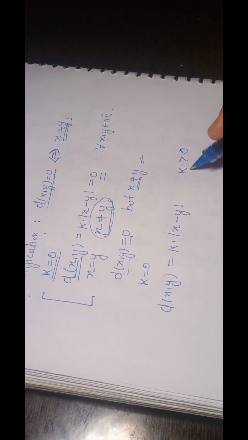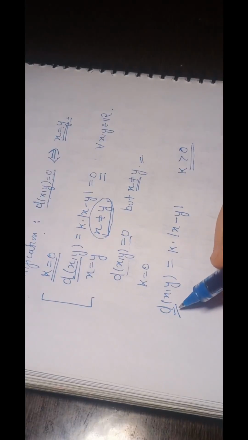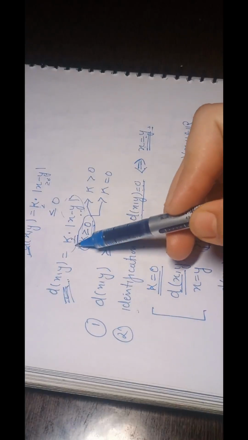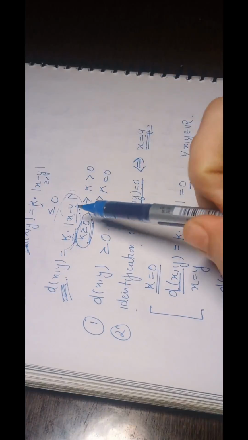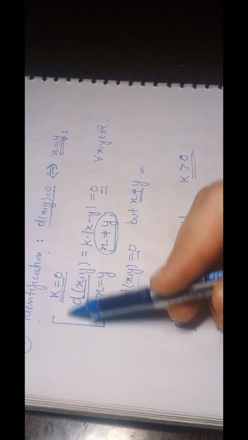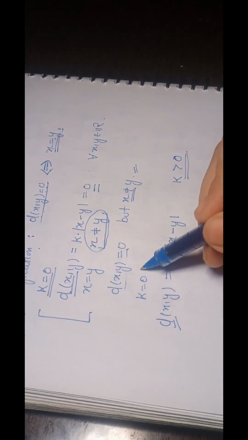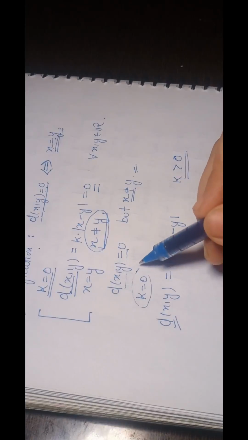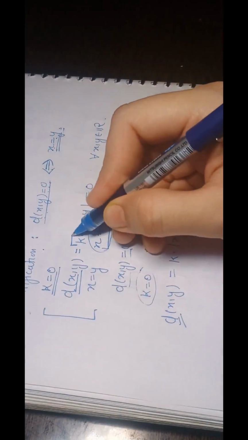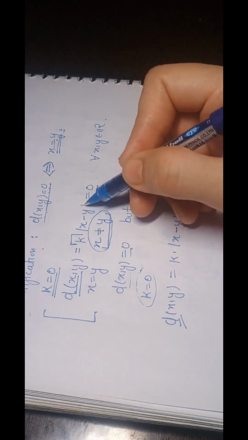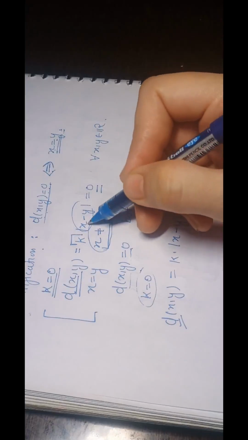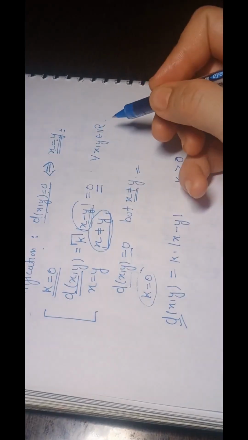If we take k to be strictly positive, will this function be a metric? Non-negativity: since k is positive and mod of x minus y is non-negative, the product will also be non-negative. So non-negativity is satisfied. In the identification case, the only problem was when k is 0. So if I take k to be strictly positive, this will not be 0. So the only thing we are left with is that mod of x minus y has to be 0. And if this is 0, that means x has to be equal to y.